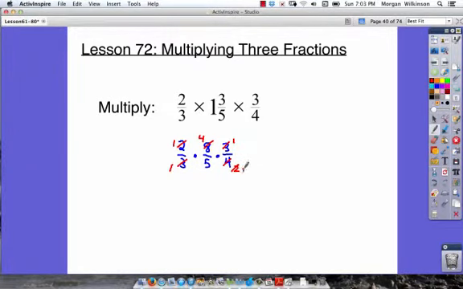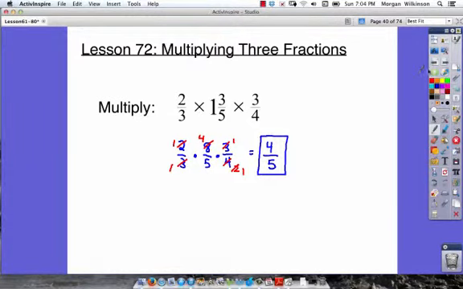When we go through this process of simplifying before we multiply, it makes it easy to find out what our final answer is, even when we're multiplying three fractions. We're going to get 1 times 4 times 1, that's 4, and 1 times 5 times 1, that's 5. So we've got our answer, 4/5. When we multiply three fractions, we've got to make sure we're working with proper fractions or improper fractions. Then we simplify before we multiply to find out what our final answer will be.